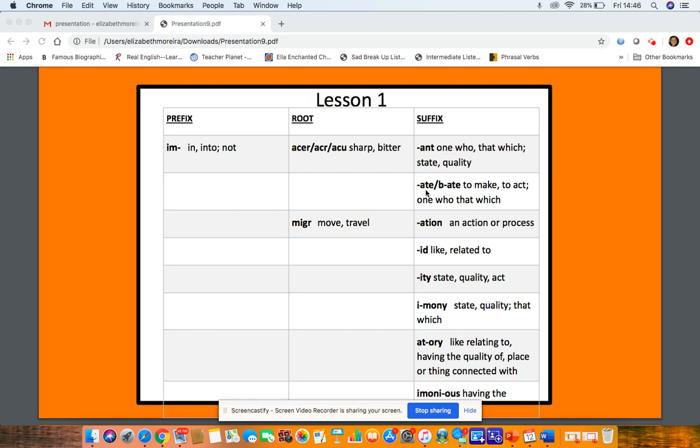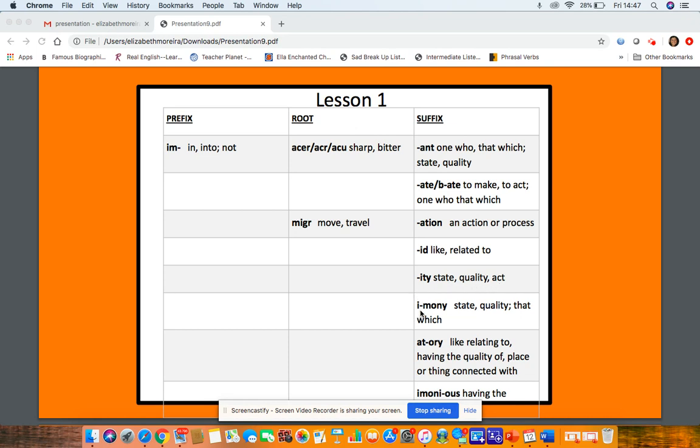The next one has a spelling variation. It's ate or bate, which means to make, to act, one who, that which. The following suffix, ation, means an action or process. The next one, id, means like, related to. Next, ity is a state, quality, or act.